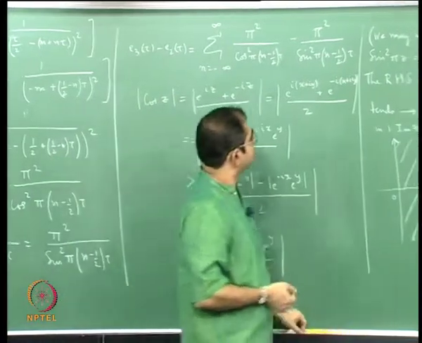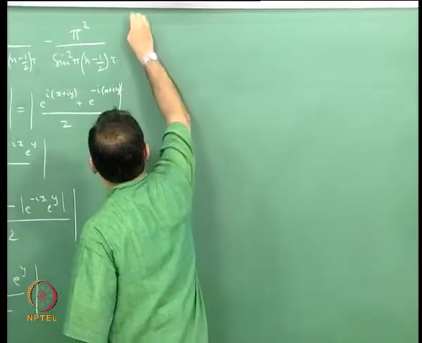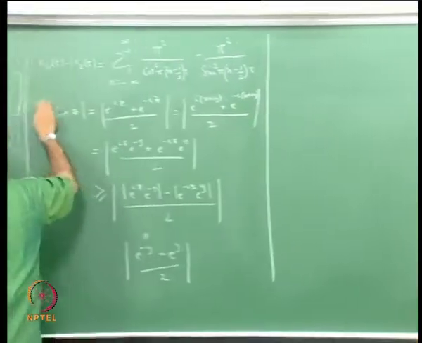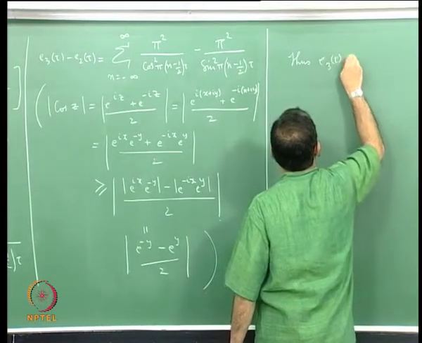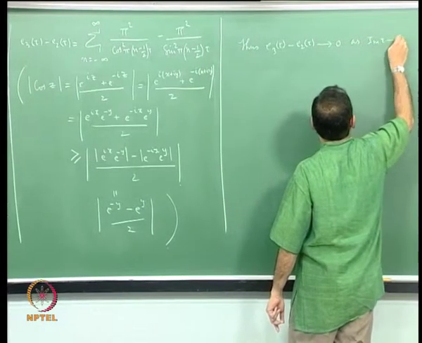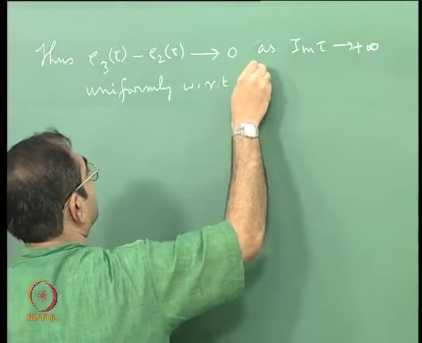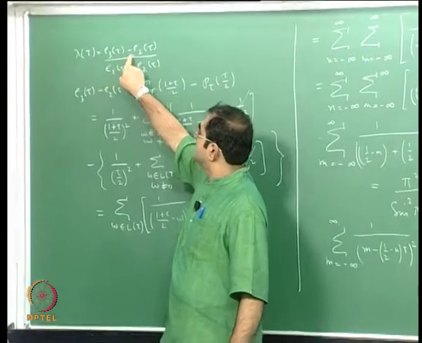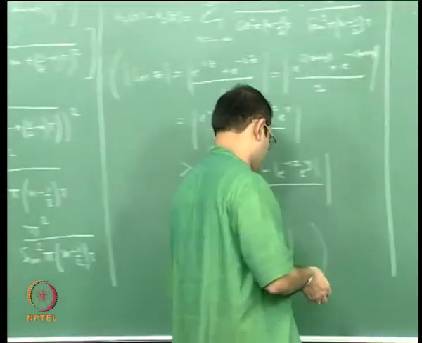So the upshot of all this is the following, so let me write that down. Thus, E3 of tau minus E2 of tau tends to 0 uniformly with respect to the real part of tau as the imaginary part of tau tends to infinity. Okay, so this is what we get for the numerator of the lambda function as the imaginary part of tau goes to infinity. A similar calculation can be done for the denominator as well.